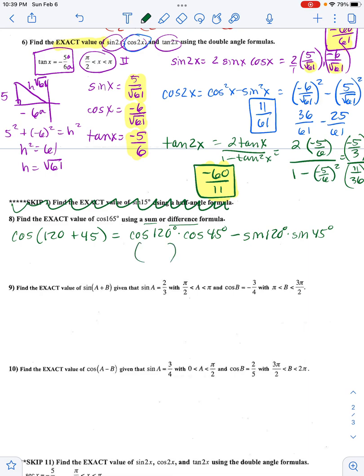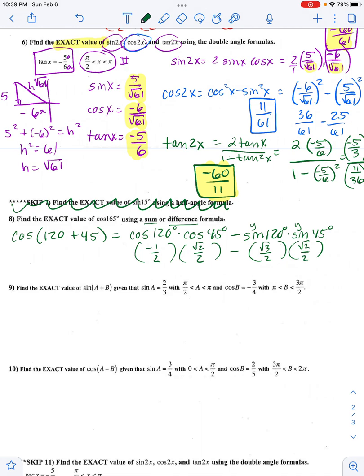These are numbers I can find on the unit circle, so that's what I do. I go to 120, so look at your little yellow circle, go to 120, find the cosine. Go to 45, find the cosine or x. Go to sine, at 120, find the sine, which is the y value. So at 120, my sine's going to be root 3 over 2. And then go to 45 and find the sine or the y value, which should be root 2 over 2.